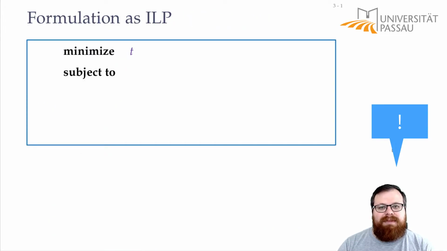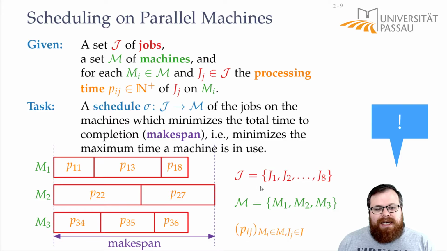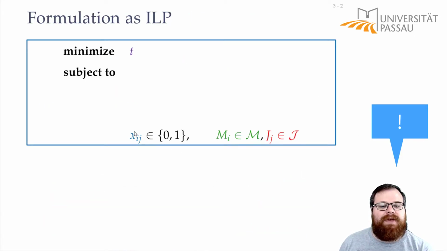So what we want to minimize is the makespan, so we use one variable t. Then what are our variables? Well, what we can do is we can assign these jobs to machines. So we want some variable that tells me that job j is assigned to machine i. So we need some variables x_ij that are 1 if the job is assigned to the machine and 0 if it is not.